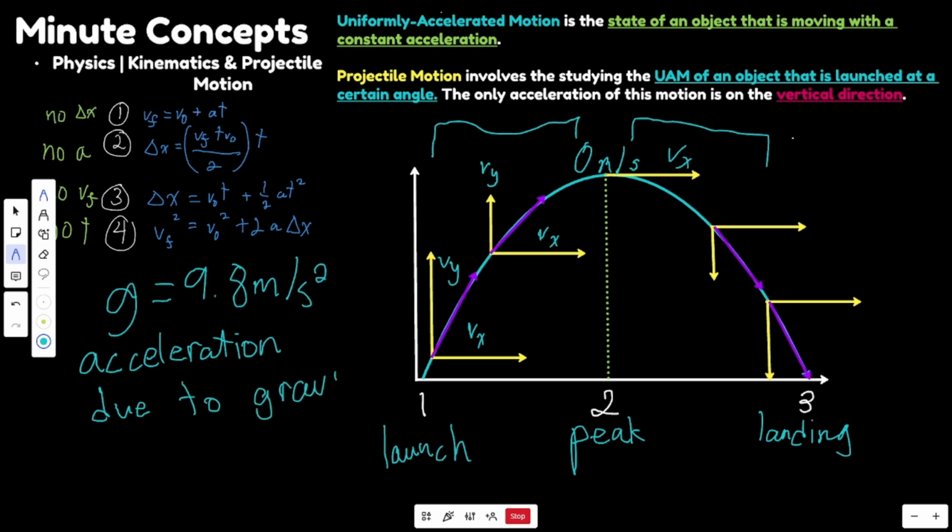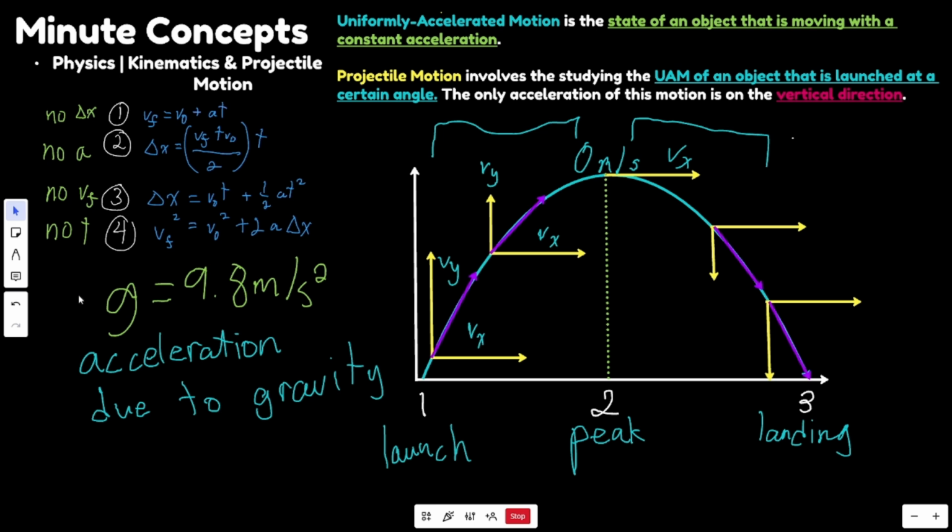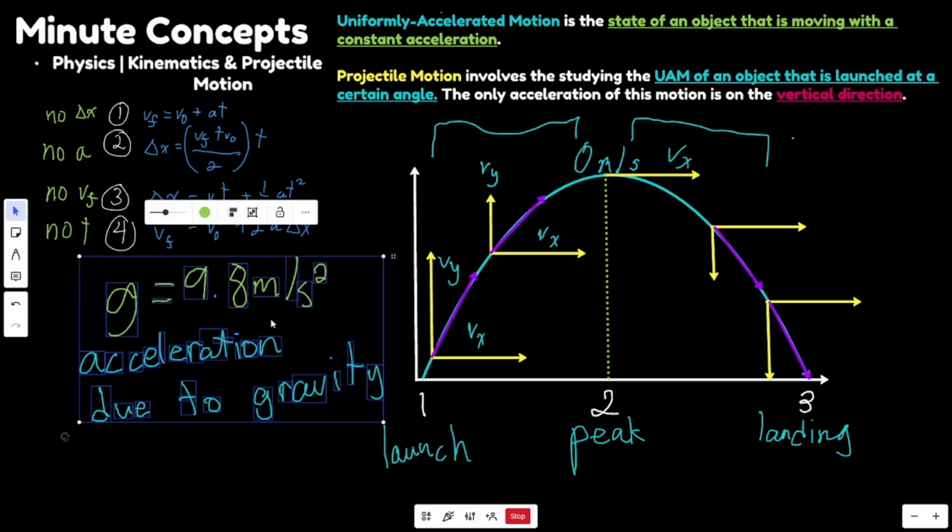And this changes on various planets. So this is Earth's acceleration due to gravity. On the moon, it could be different. On Mars, it could be different. So that's the value for acceleration due to gravity. Now, why does this matter? Right? Why does this matter?